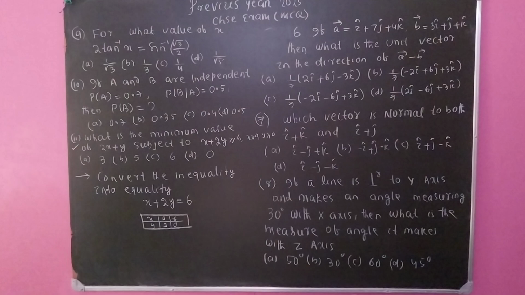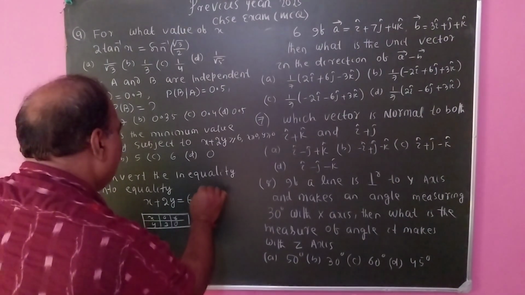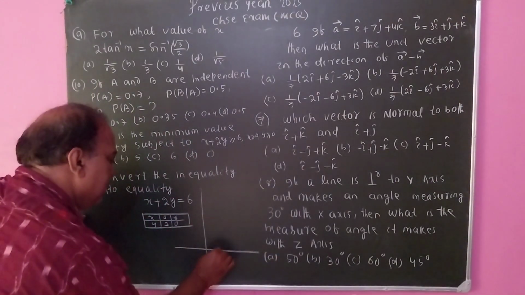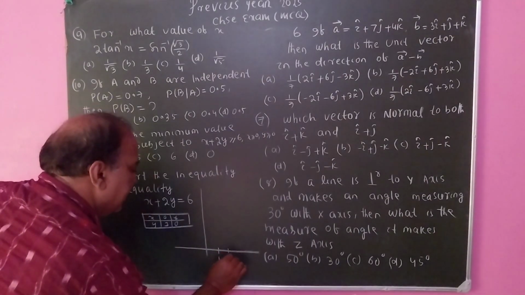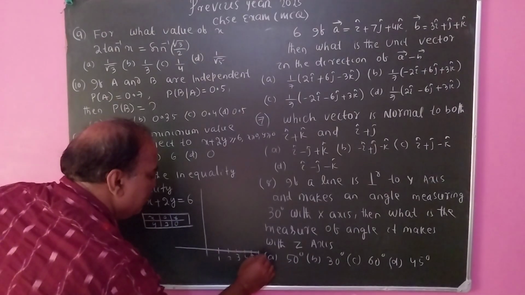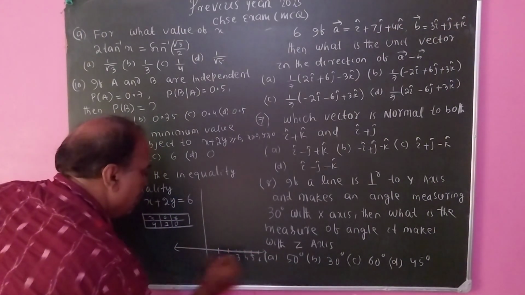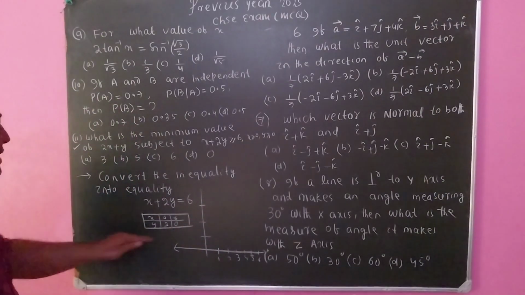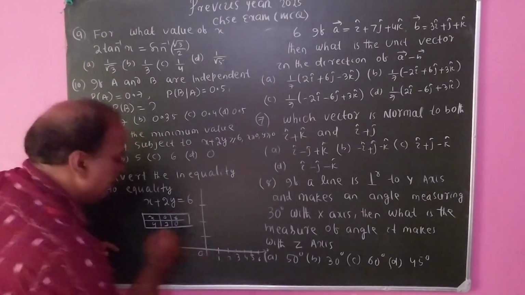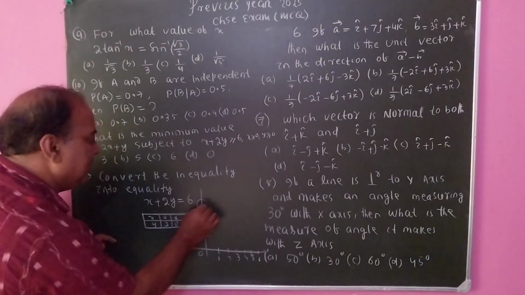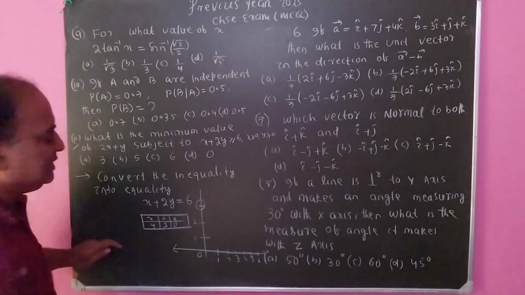Now we have to draw the straight line in the two-dimensional plane. Write down: we have to draw a straight line in the two-dimensional plane. Here it is 1, 2, 3, 4, 5, 6. So this is the x-axis. Here it is 1, 2, 3. When x is equal to 0, y is equal to 3. Here it is 3. When y is equal to 0, then x is equal to 6.